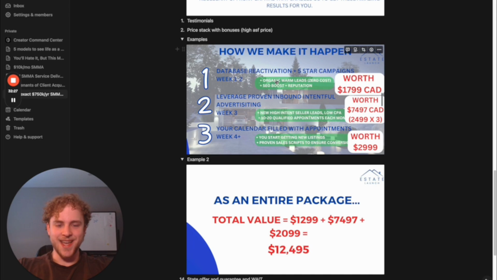So this is an example where I'm showing my database reactivation 5-star campaigns, and I put a worth, right? So this is from my previous slide where I'm giving a timeline like I mentioned, but I copied it, and I started price stacking to see exactly what it's worth.